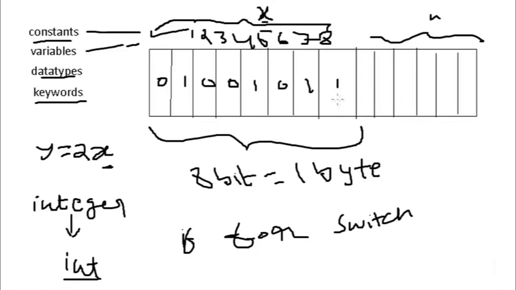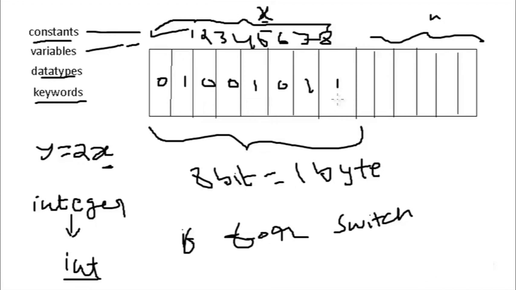Once again, a constant is an entity which doesn't change. We have integer, floating point, character, and string constants. Then a variable is a name given to a memory location in order to access it easily. And then a data type indicates what type of data is stored in a variable, and the keywords are the words whose meaning is already defined to the compiler, and we can't use them as variable names.